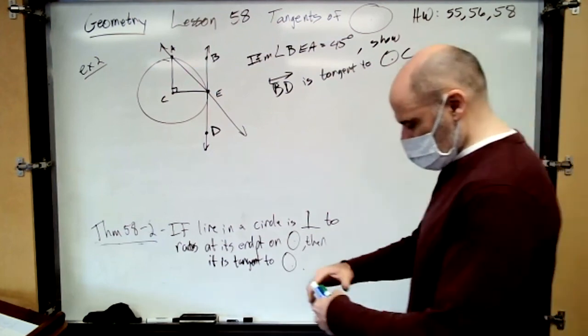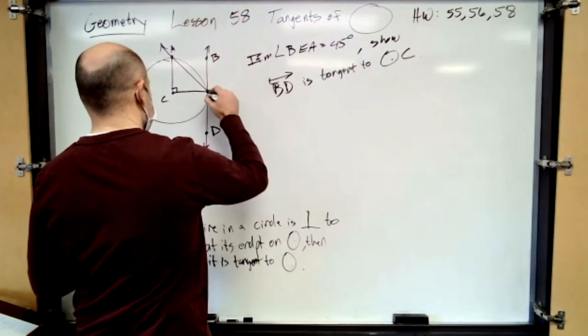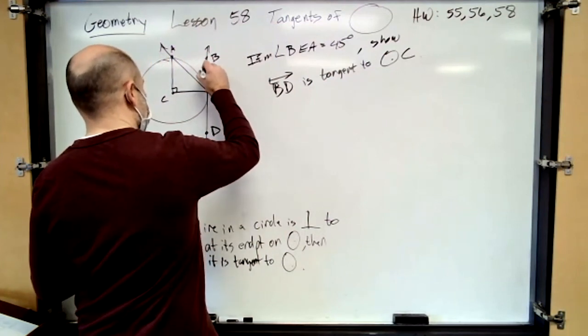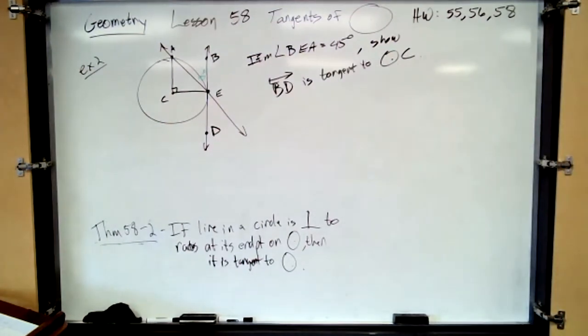So here's what we know. Here's what we're given. BEA is 45 degrees. BEA, this is 45 degrees, right up there. Okay? All right.